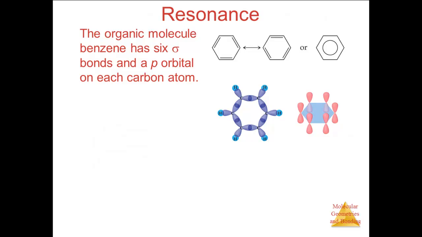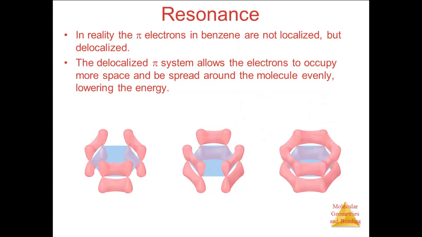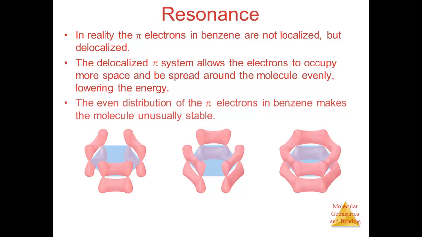Let's look at benzene as well. Each carbon atom is sp2 hybridized and has 3 sigma bonds to 1 hydrogen atom and 2 carbon atoms, and an unhybridized p orbital. The 6 unhybridized p orbitals all overlap to make a delocalized pi system, which allows the electrons to move freely over the whole molecule and lowers the energy of the system considerably. This makes benzene and other aromatic hydrocarbons very stable molecules.